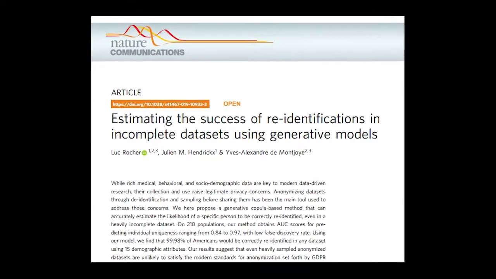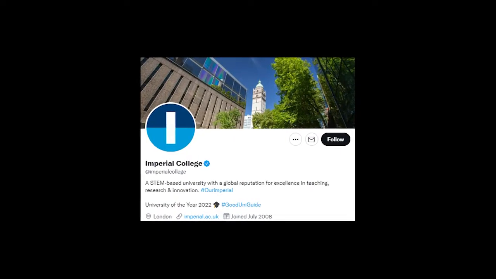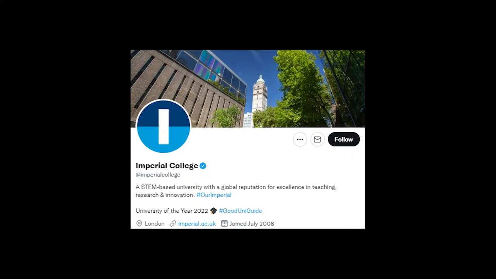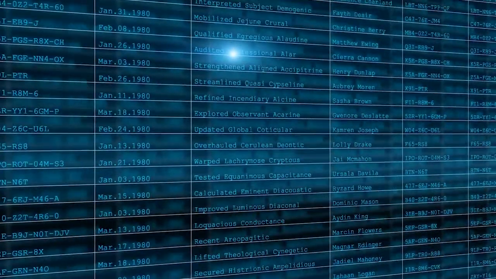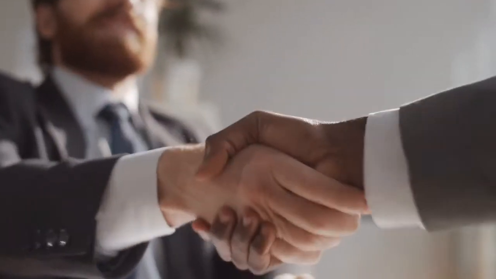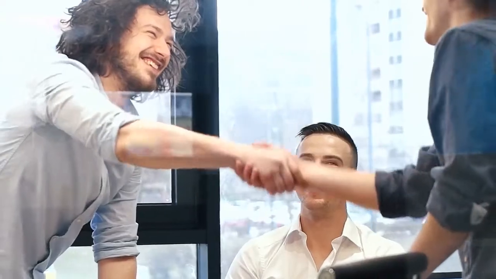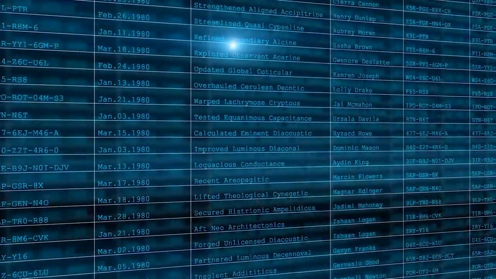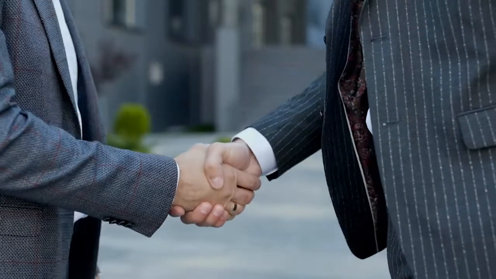Yves-Alexandre de Montjoye, an assistant professor of computational privacy at Imperial College London, found it takes just 15 characteristics to re-identify someone 99.98% of the time. All of this personal information is traded hands multiple times. Tech companies and data brokers buy, sell, and aggregate the personal information. They then resell the information to countless third parties who usually resell it again.